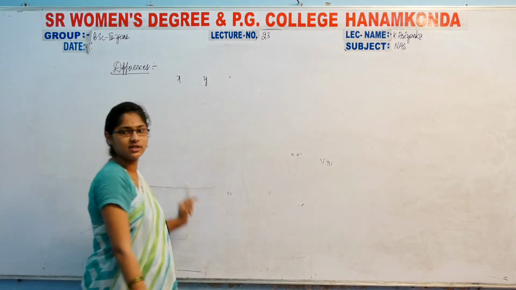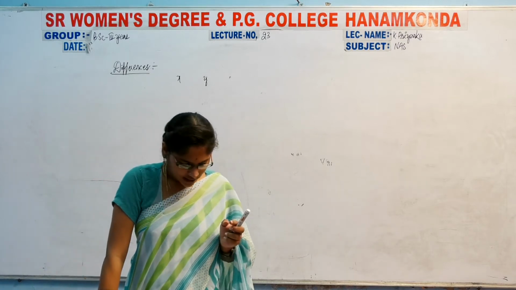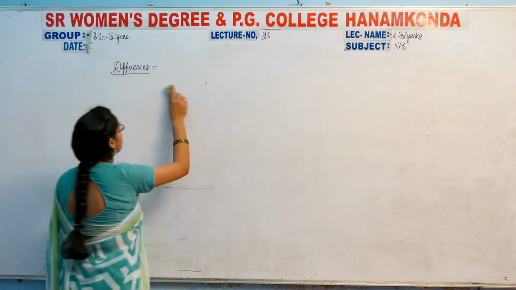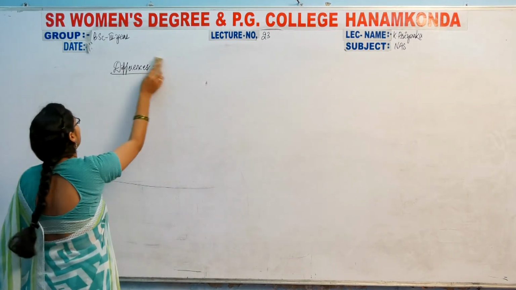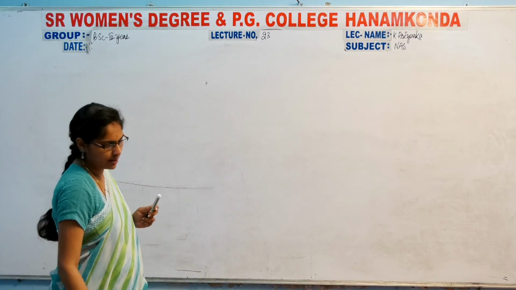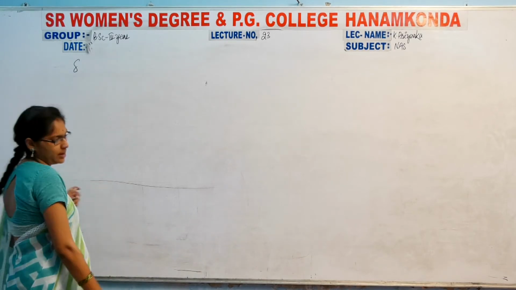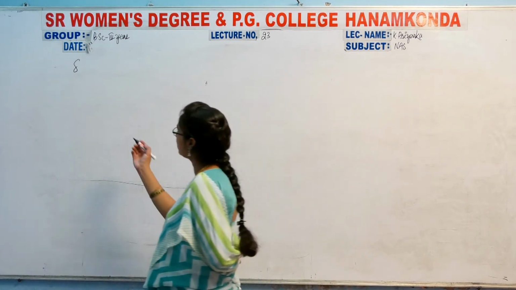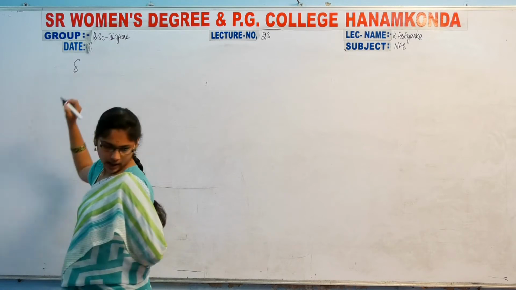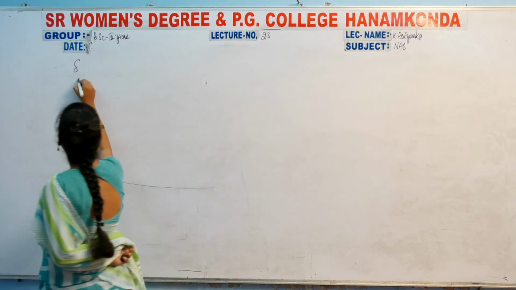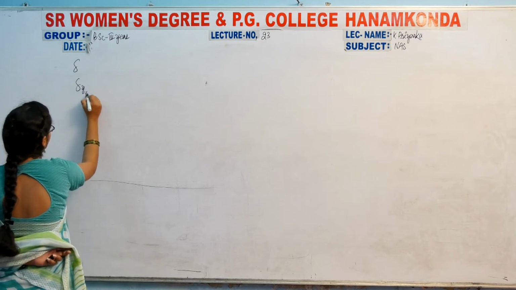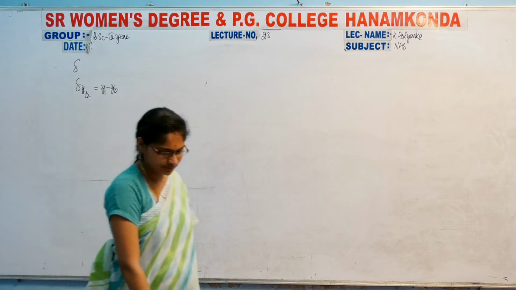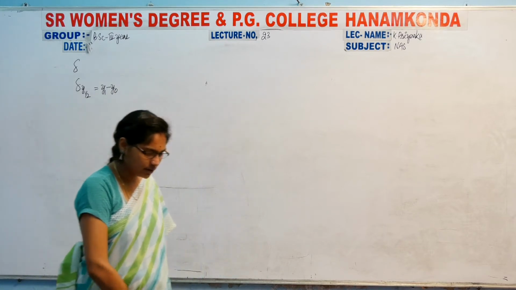So in central differences, write down now. The central difference operator gamma is defined by the relations: gamma of y at 1/2 is equal to y1 minus y0. Right, as it is. So 1/2 is finished now.